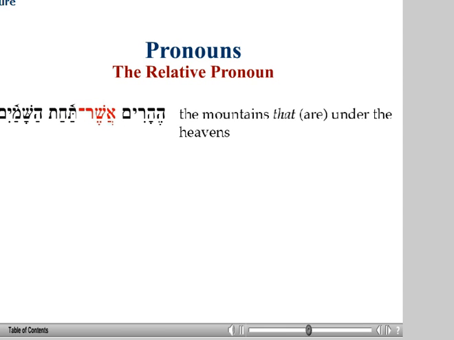The second example reads in Hebrew, Heharim asher tachat hashamayim. The construction translates, the mountains that are under the heavens. In this example, notice that asher is connected with tachat by a makef. But notice also that it immediately follows the noun that it is modifying.